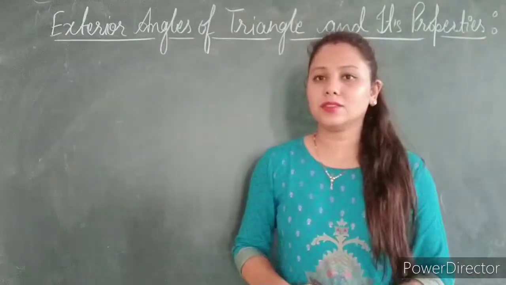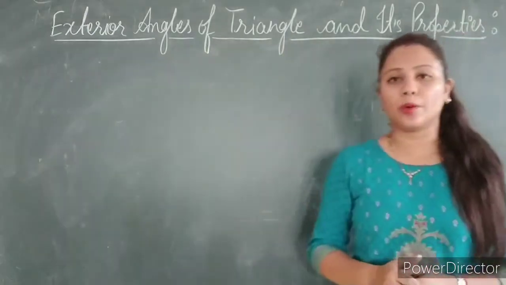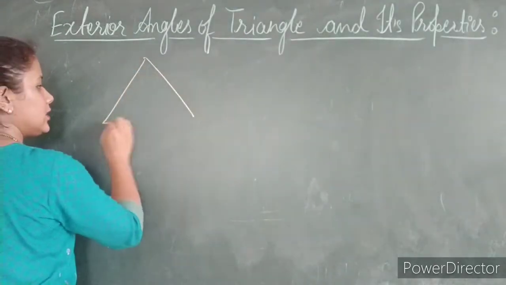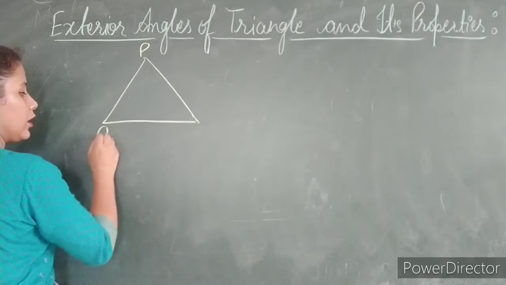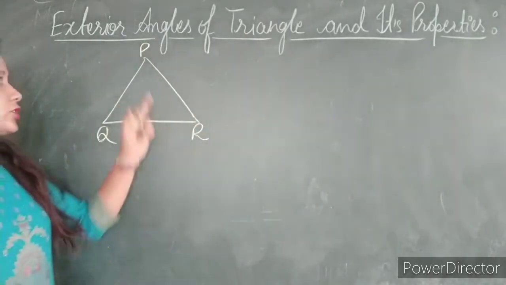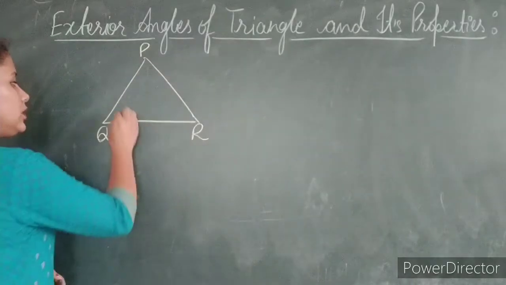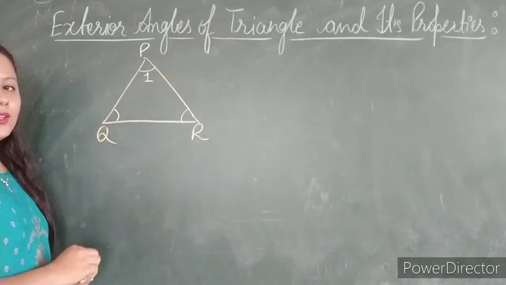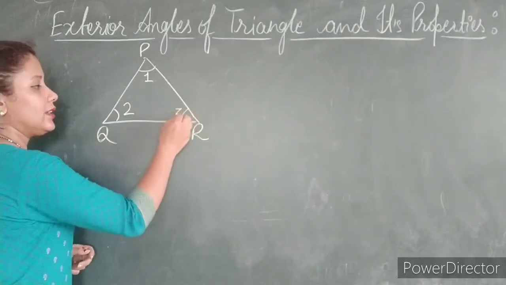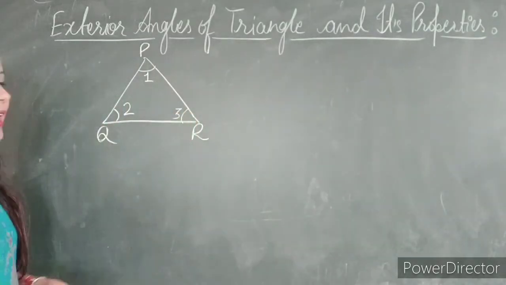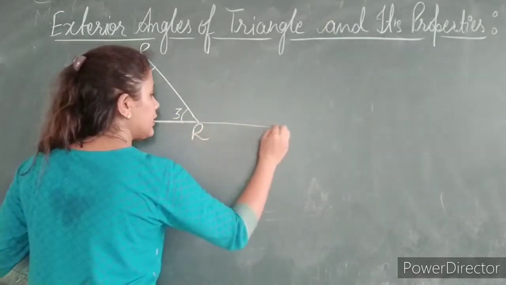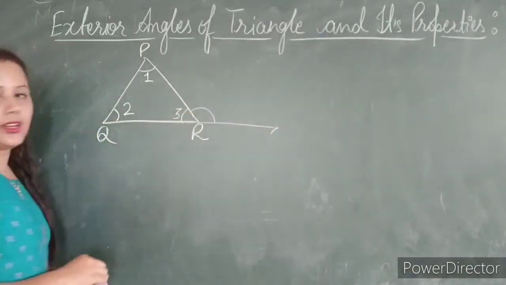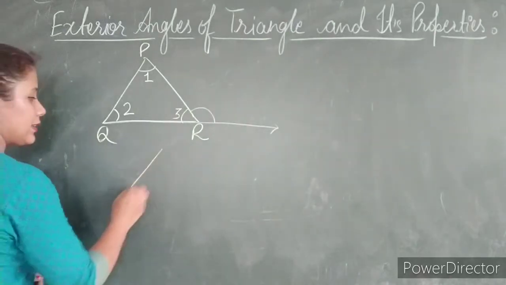Students, our next topic is the exterior angles of a triangle and its properties. First let's discuss what is the meaning of exterior angle. So here you have a triangle, and that is PQR. So that is your triangle PQR and here this is your angle Q, P and R. Suppose this one is angle 1, that is angle 2 and this one is angle 3. So what is your exterior angle? For an exterior angle, just extend one line or side. According to the side, extend it. So that is your exterior angle. Clear? You can extend it like that also.